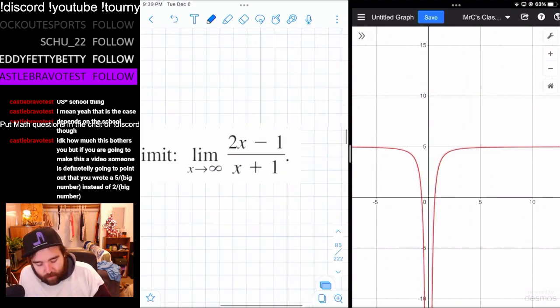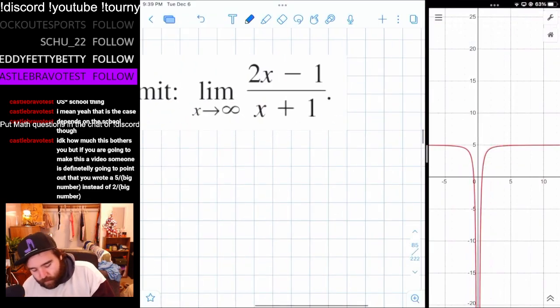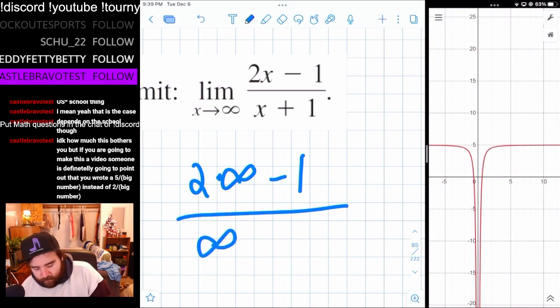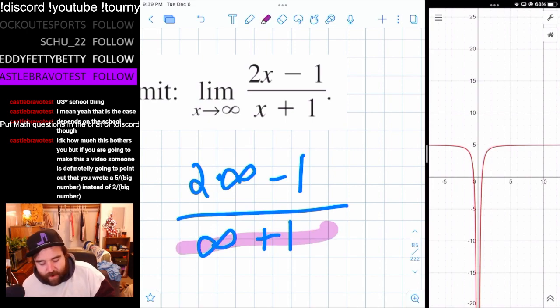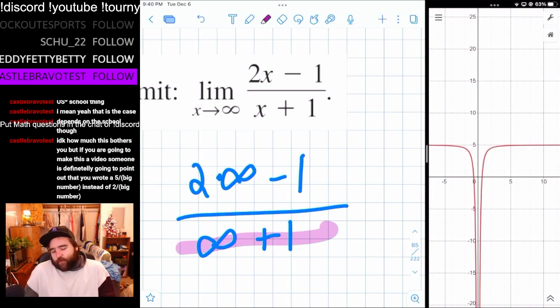So let's keep going. Here we have similar ideas. If we had 2 times a really big number, I'm just going to write 2 times infinity minus 1 over infinity plus 1. The idea is similar to last time. If we think about the bottom, infinity plus 1, we know if we add 1 to infinity, it's still infinity, right? You're taking the biggest number and making it bigger. So it's definitely still infinity.